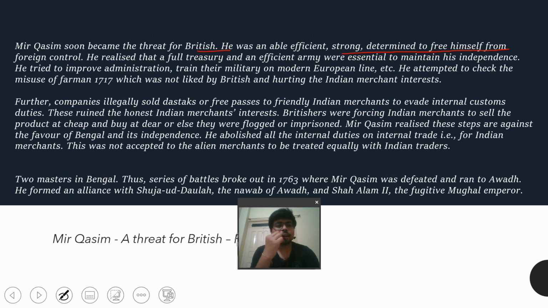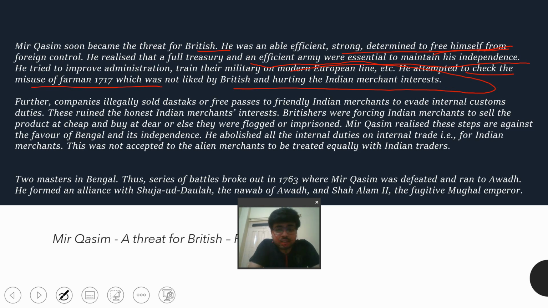So Mir Qasim soon became the threat for the British. He was able, efficient, strong, and determined to free himself from the foreign control. He realized that a full treasury and an efficient army were essential to maintain his independence. He tried to improve administration and train his military on modern European lines. He attempted to check the misuse of Farman, which was not liked by the British and was hurting the Indian merchants' interest. That's what was happening at the time that will lead to the Battle of Buxar.